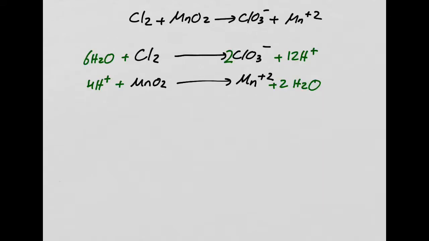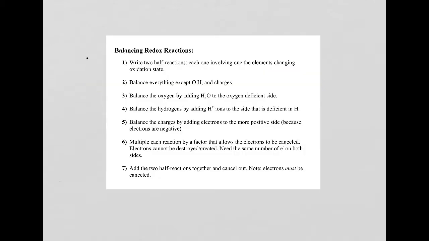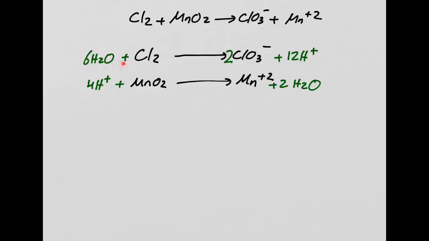Last thing, you're going to balance the charges by adding electrons. And again, because electrons are negative, we add them to the more positive side. What's the charge on this side? Neutral compound, neutral compound. So this side has no charge. What's the charge on this side? Pay attention to this. I have 2 ClO3 minus and 12 H+. So I have 2 minus and 12 pluses.